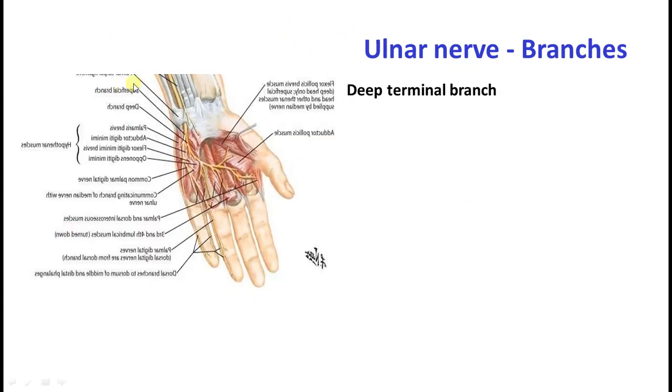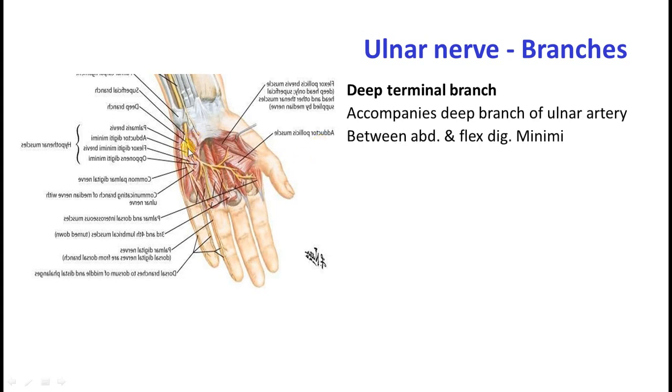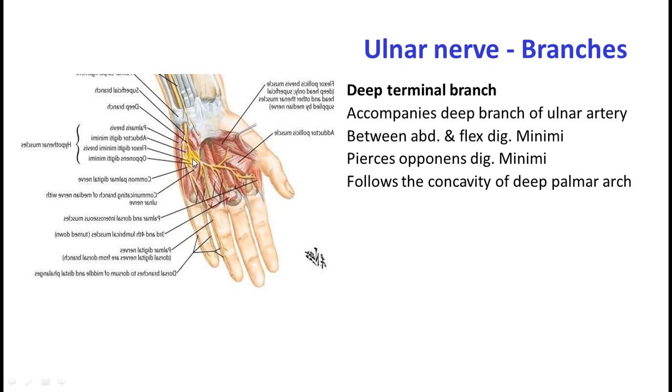Coming to the deep terminal branch. Here we have seen the superficial branch, now you are able to see the deep terminal branch. This deep terminal branch alone can be asked as a short note. It mainly accompanies the deep branch of the ulnar artery and passes between the two hypothenar muscles which are present in the more superficial plane, that is the abductor digiti minimi and the flexor digiti minimi. Then it will pierce the opponens digiti minimi and it will be seen lying in the hollow or concavity of the deep palmar arch.